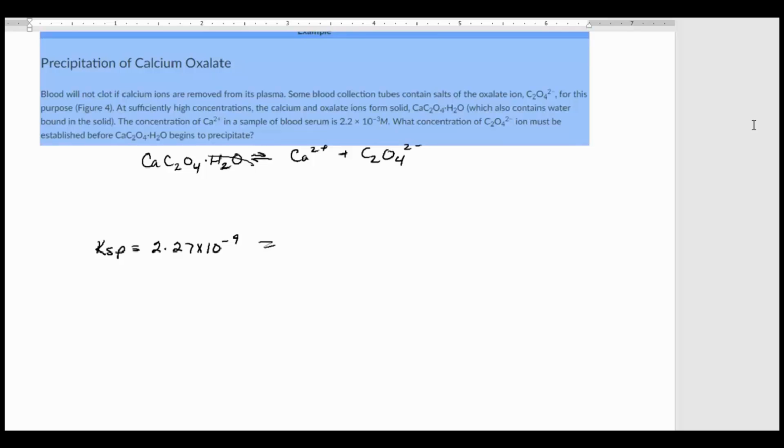The KSP is going to be dependent on the concentration of the calcium times the concentration of the oxalate. So let's go back to our problem. We're told that the concentration of calcium is this value here. So I'm going to put that value in.